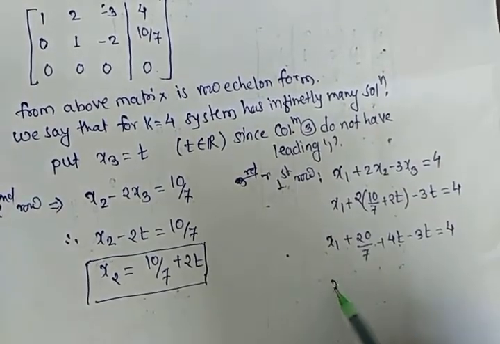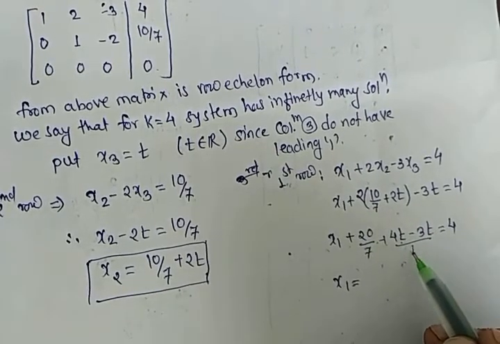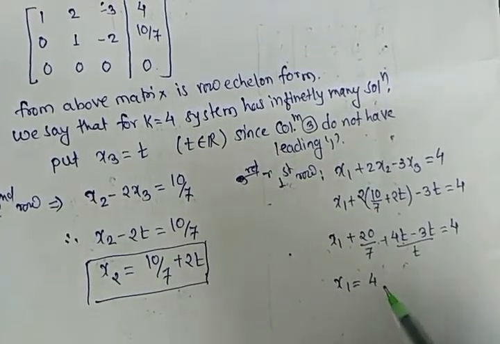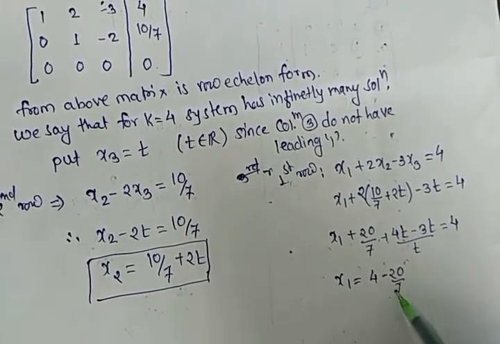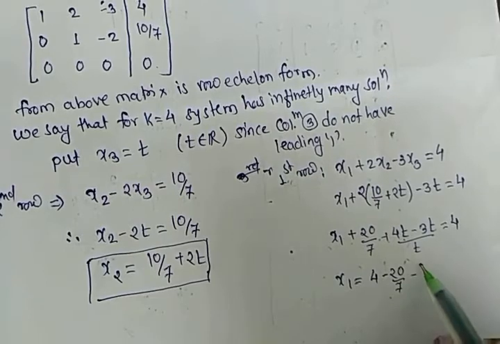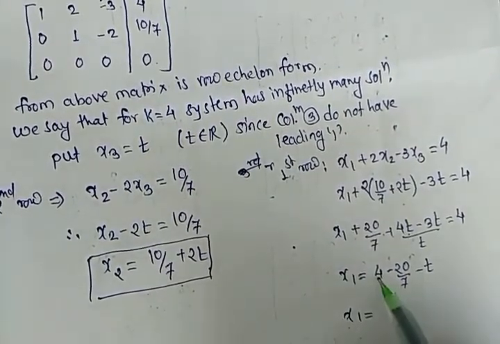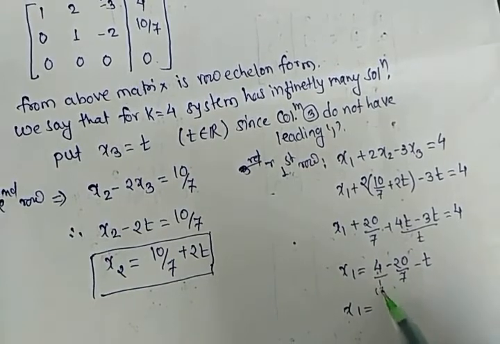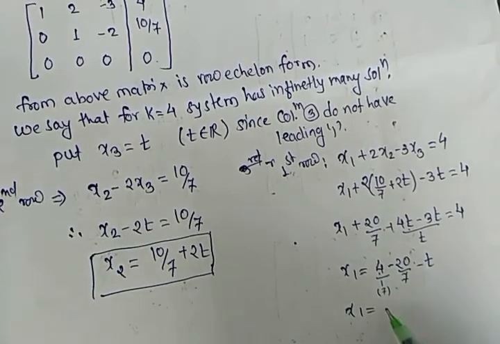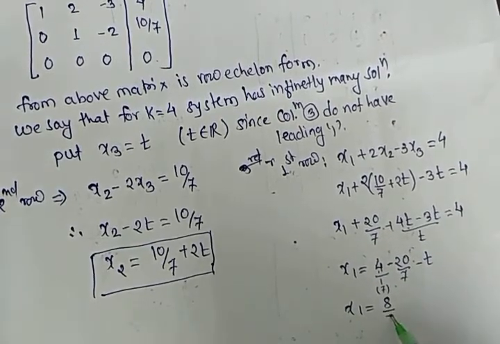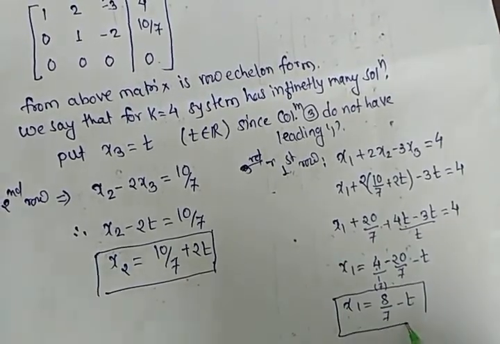So we get x1 is equal to, here in the calculation 4t minus 3t is t, and we put the remaining terms to the right side, 4 minus 20 upon 7, and this plus t goes to the left and will be minus t. So x1 is equal to, 7 4s are 28. Take LCM, we have to multiply 7 on numerator and denominator. So 7 4s are 28 minus 20 is 8 upon 7 minus t, which is our x1.